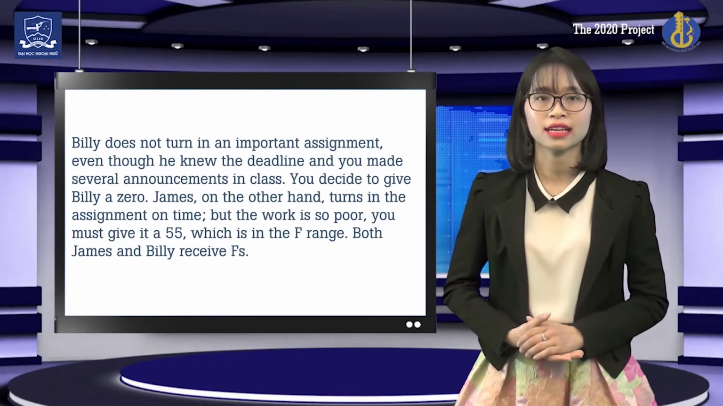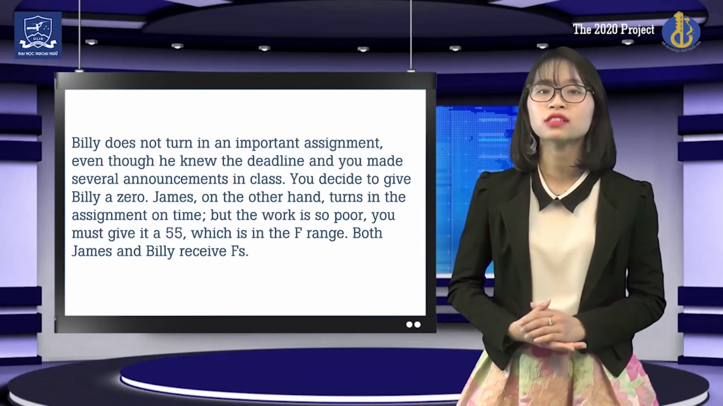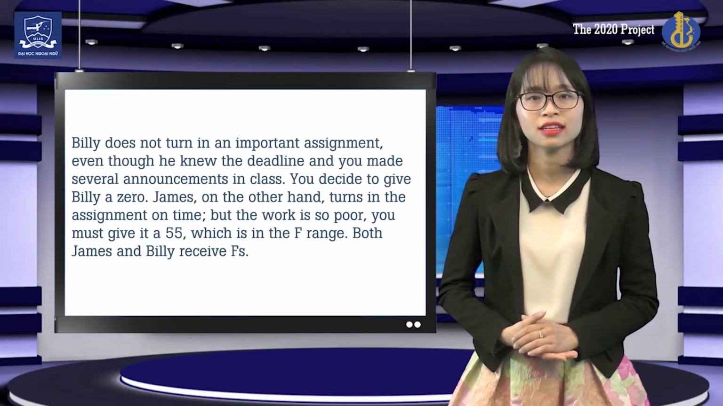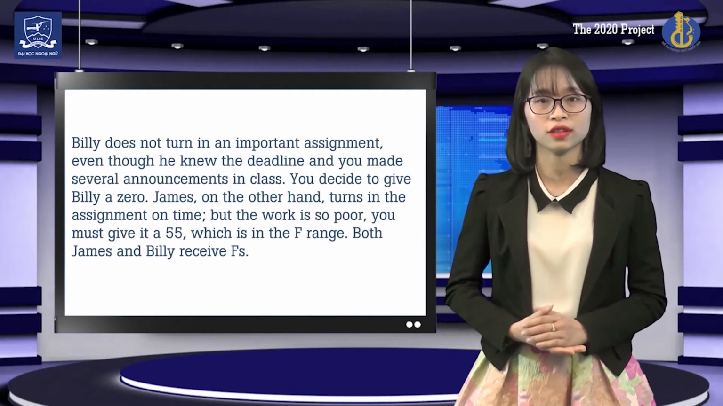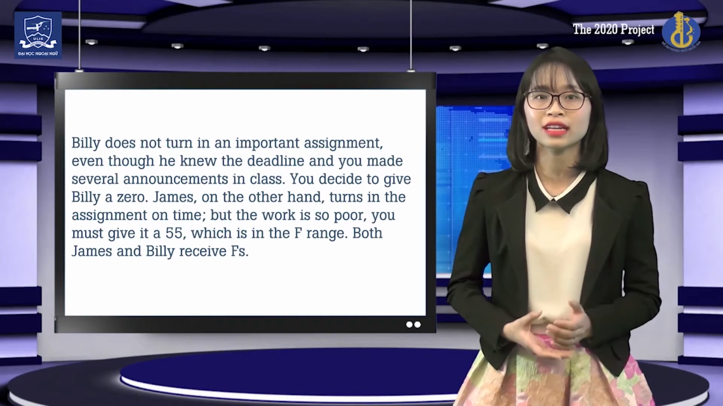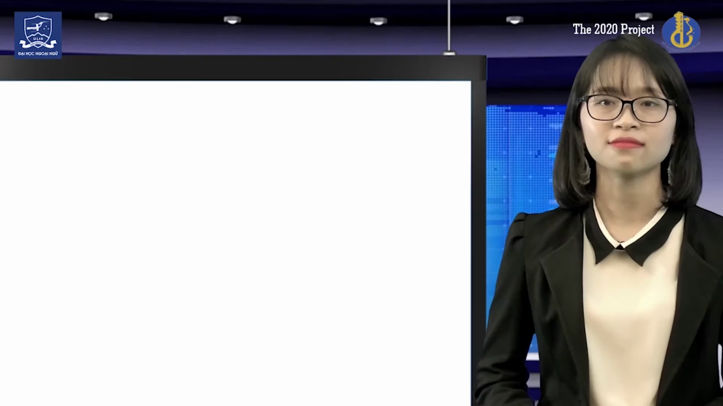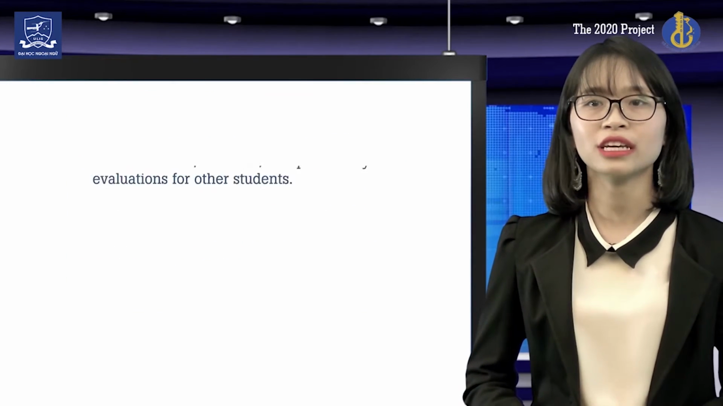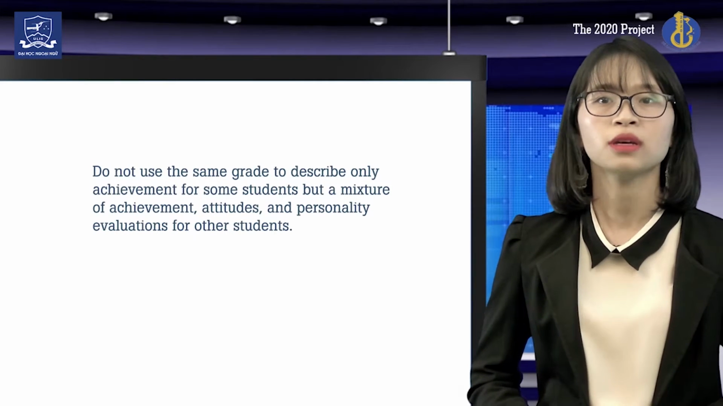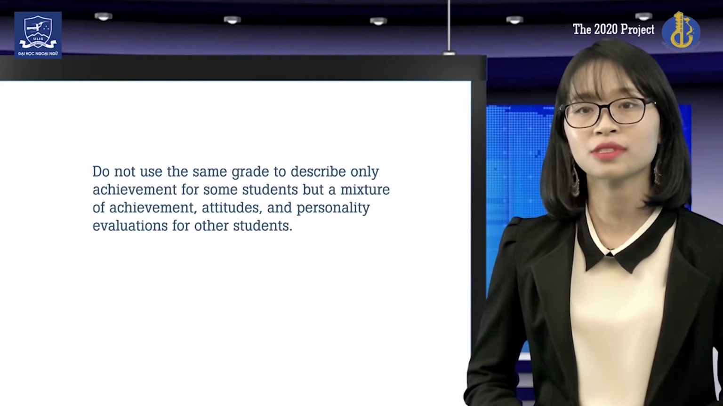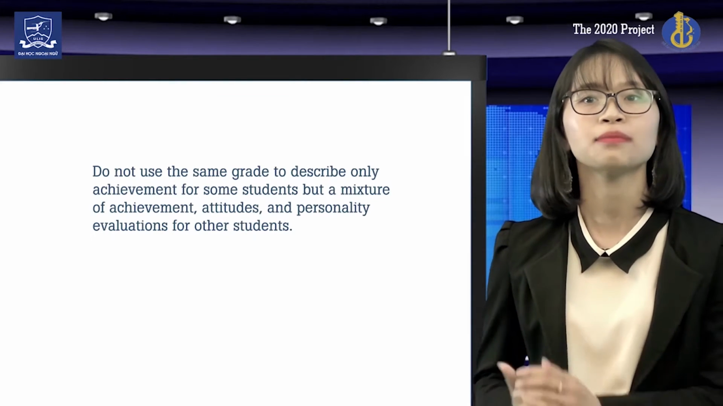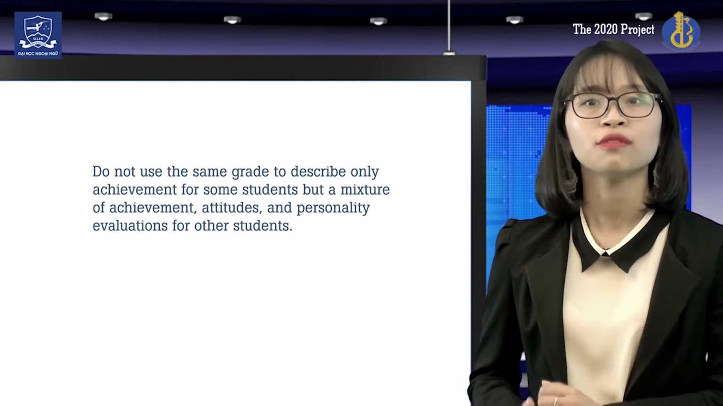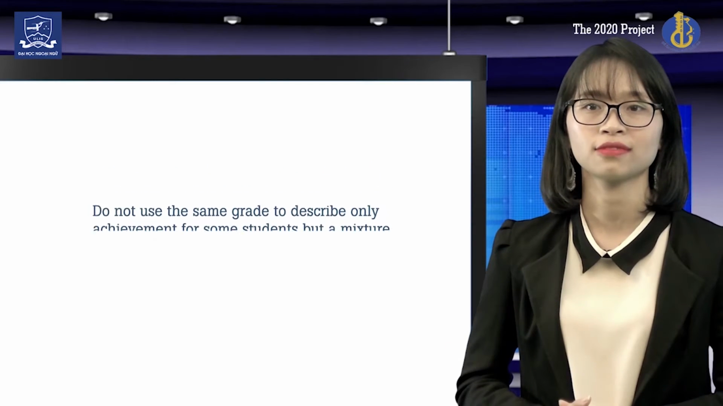In some teaching contexts, 0 can be given to mischievous students. Grading practices like these are meant to control students' behavior instead of reflecting their achievement. Remember, do not use the same grade to describe only achievement for some students, but a mixture of achievement, attitudes, and personality evaluations for other students.